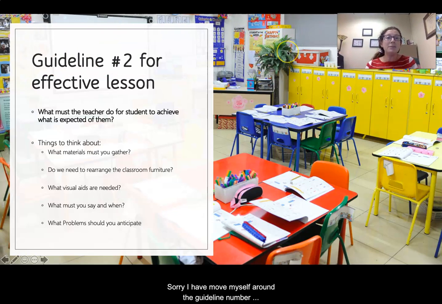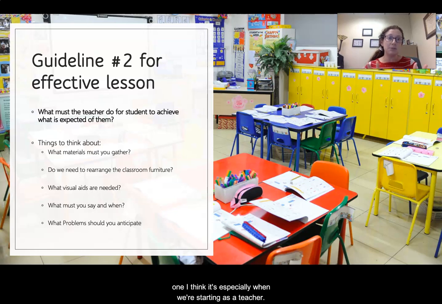The guideline number 2 for effective lessons is what must the teacher do for a student to achieve what is expected of them? So these are things you need to think about. What materials must you gather? Obviously, you need to find a good picture. You're going to need to photocopy it and get it on the board. How do you need to arrange the class furniture? In the case of Chapter 2, our teacher had them working in groups, so she probably pre-grouped them with their seating. What must you say and when?